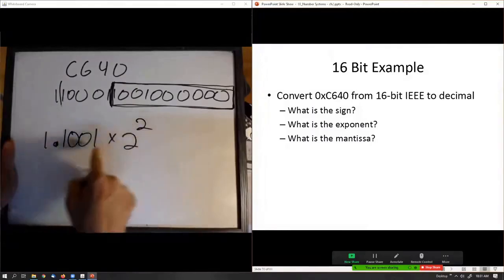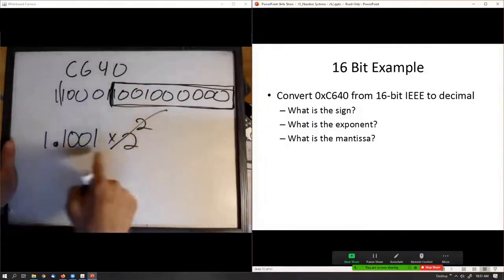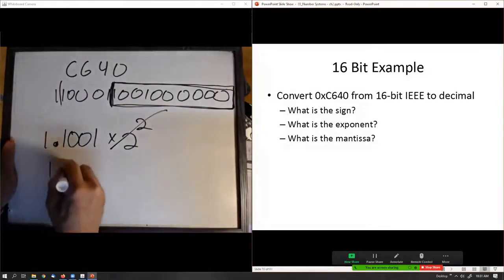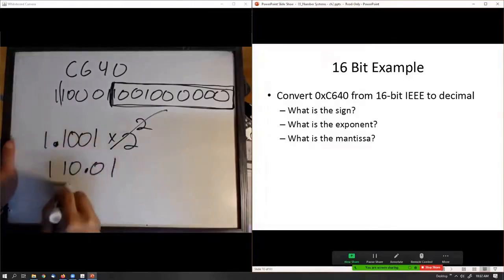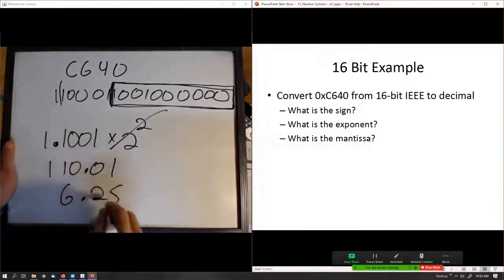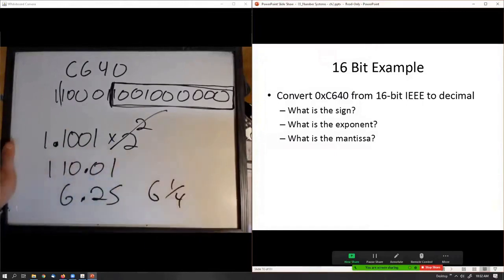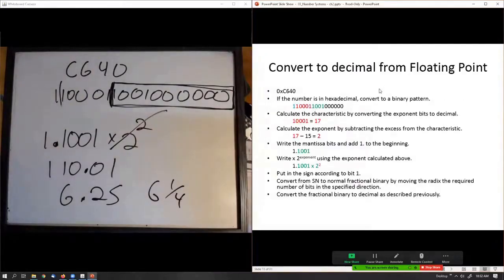Denormalize it. So I'm going to say, get rid of this part. So times 2, 1, 2, 110.01. This is 6 and a half, a quarter, 0.25, or 6 1/4. So it should be fairly easy to do these things. They're not that hard. And this goes through what I just did.